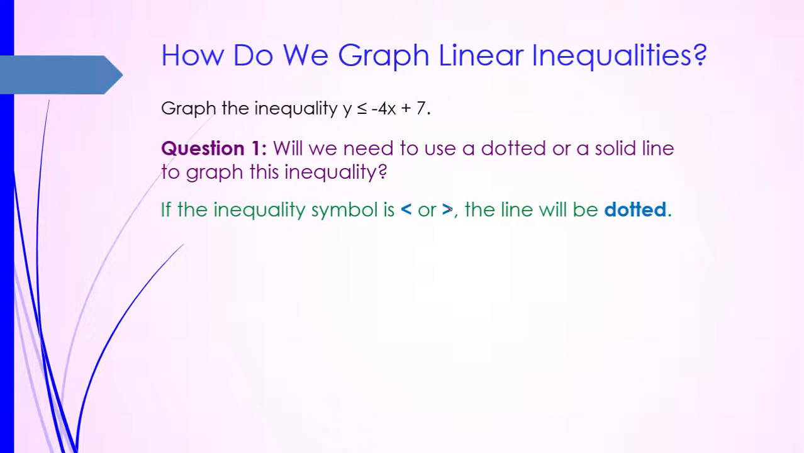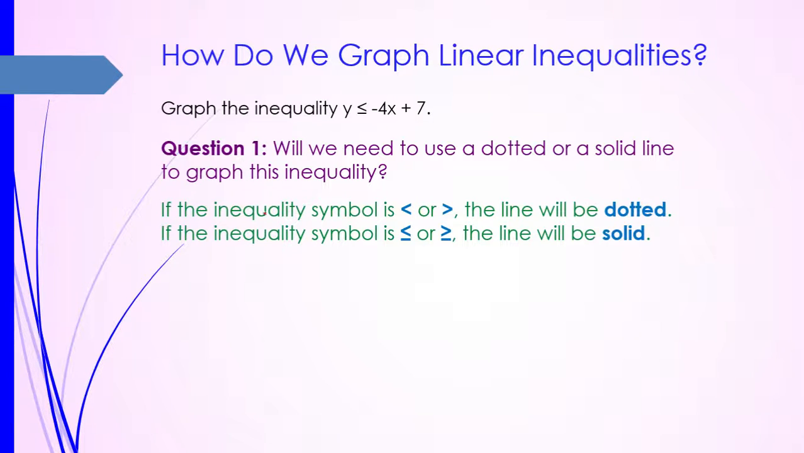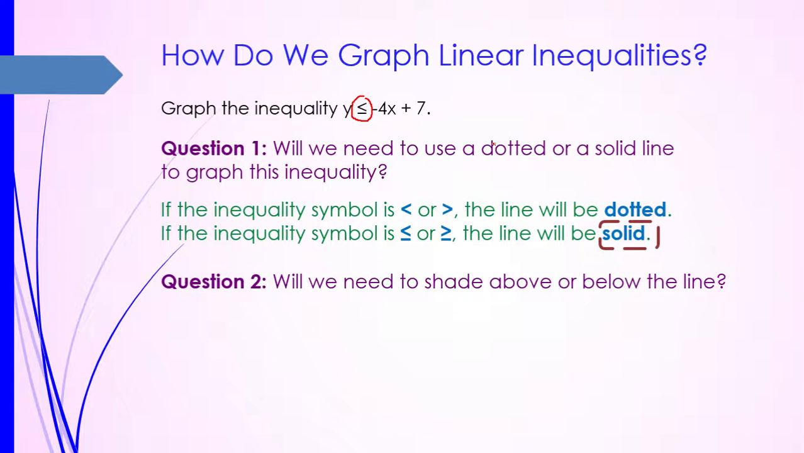So if the inequality symbol is less than or greater than, the line will be dotted. If the inequality symbol is less than or equal to or greater than or equal to, the line will be solid. In our example, we have this symbol, which is less than or equal to. That means we will have a solid line. Second question you ask yourself is, will we need to shade above or below the line?